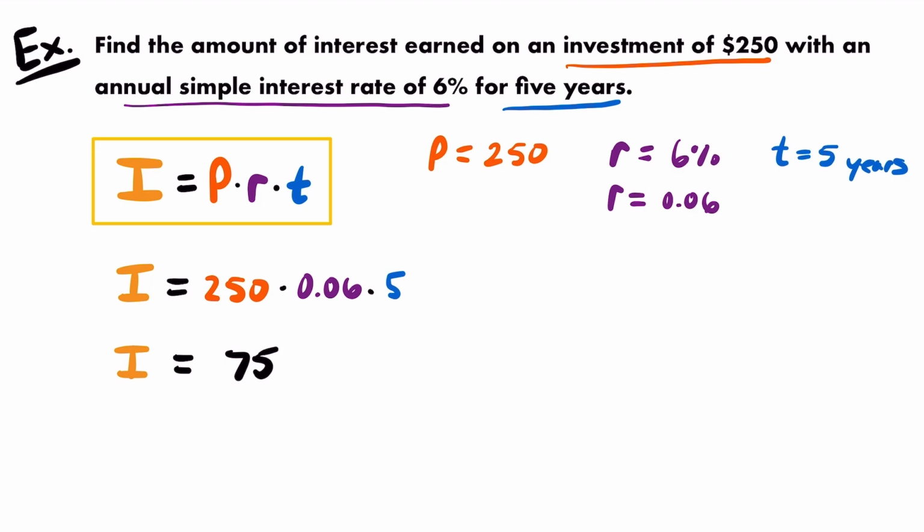Okay, so put that into a calculator, and you will find that I is equal to 75, and that is an amount of money, right? Interest is an amount of money, so you want to put some units with that. That is $75, which is the final answer to this problem.